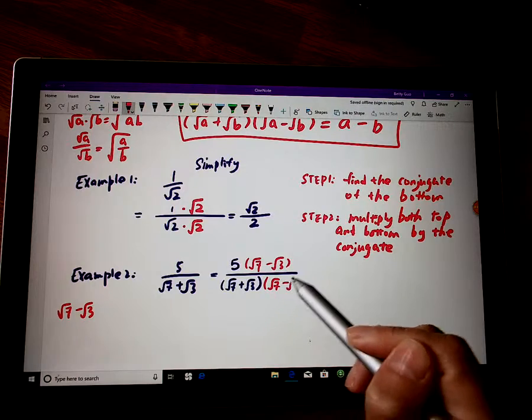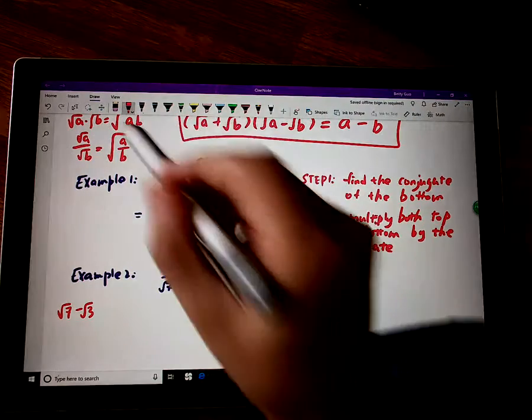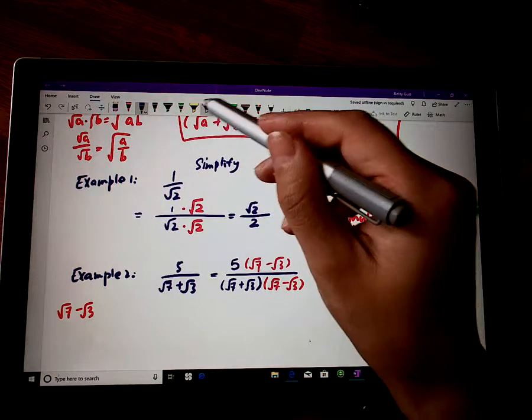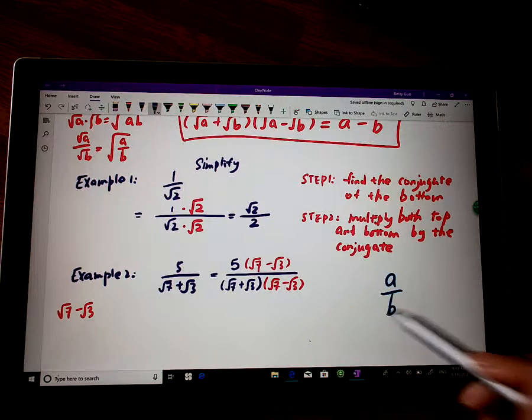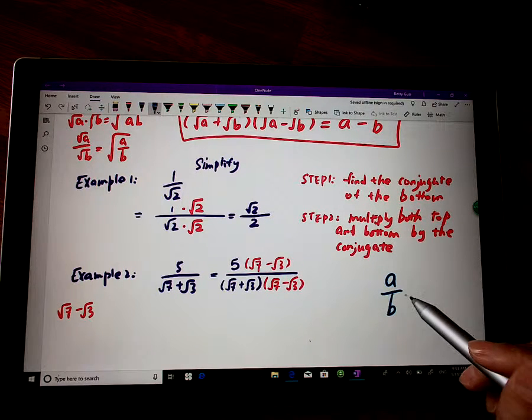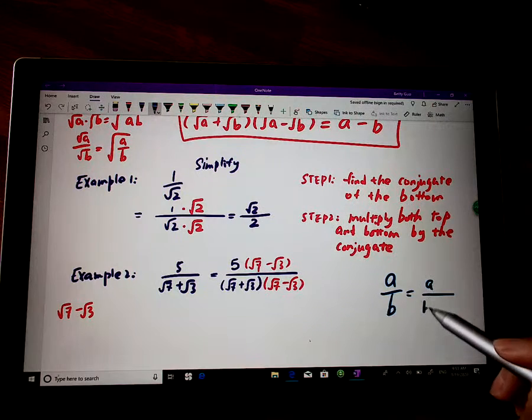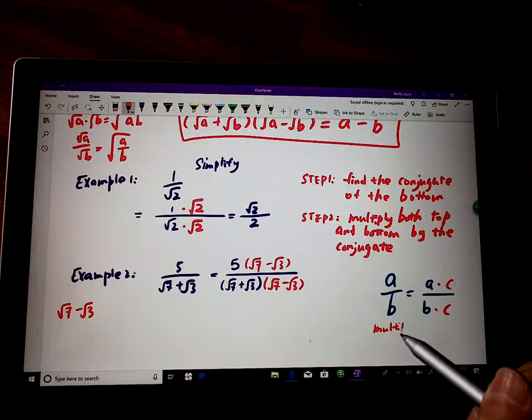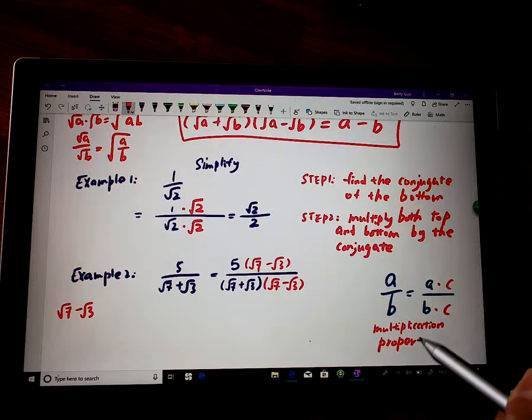Root 7 minus root 3, okay? Yeah, this property is called the multiplication property of a fraction. Suppose you have a fraction a over b, of course, with denominator b non-zero. You could multiply both the top and the bottom by a non-zero constant without changing the value of the fraction. That is called the multiplication property of fraction. I think we talked about this before, but we use it again here.